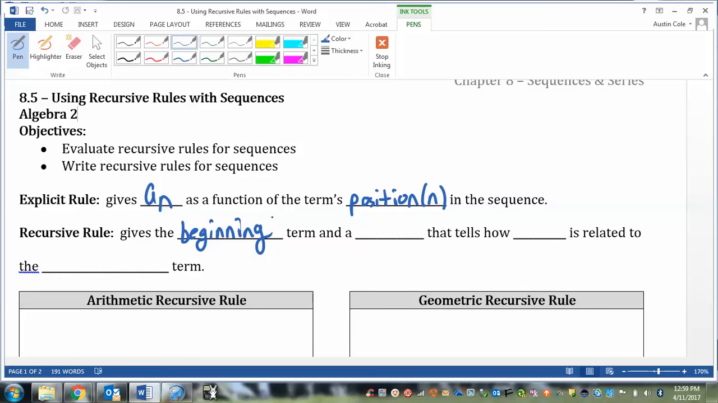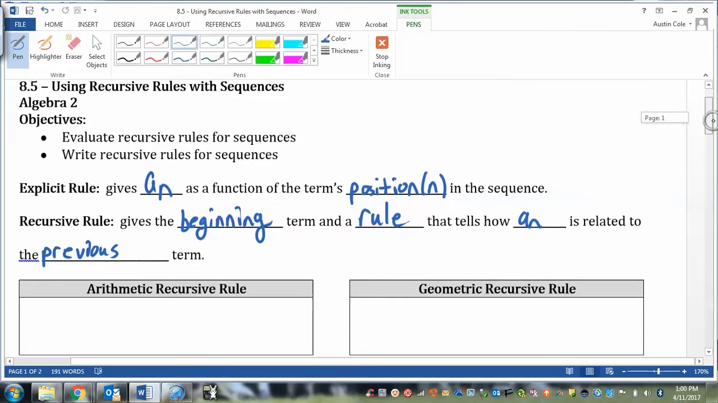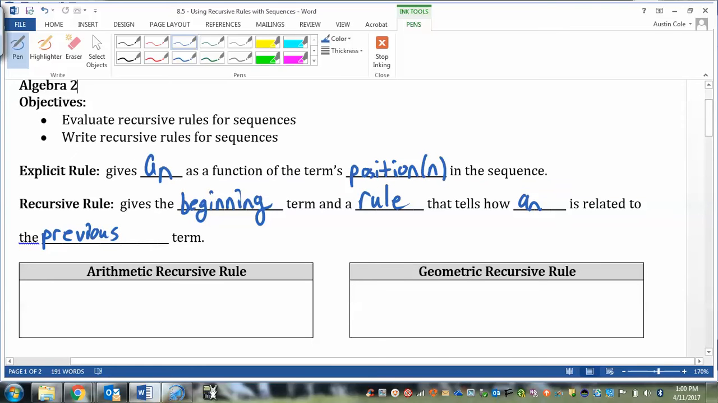So, in the beginning, okay, we have a term and a rule that tells how a sub n is related to the previous term. Sometimes they call that the preceding term. Okay, it's the same thing. So, that's words. Math's a language of numbers and symbols, right? So we have an arithmetic recursive rule: a sub n equals a sub n minus 1.